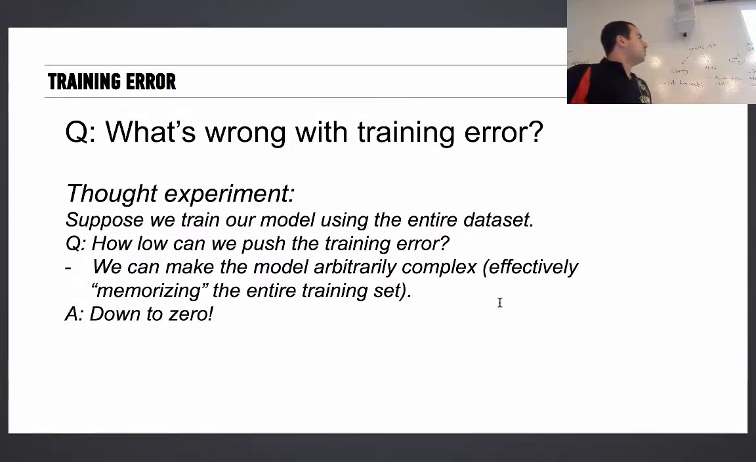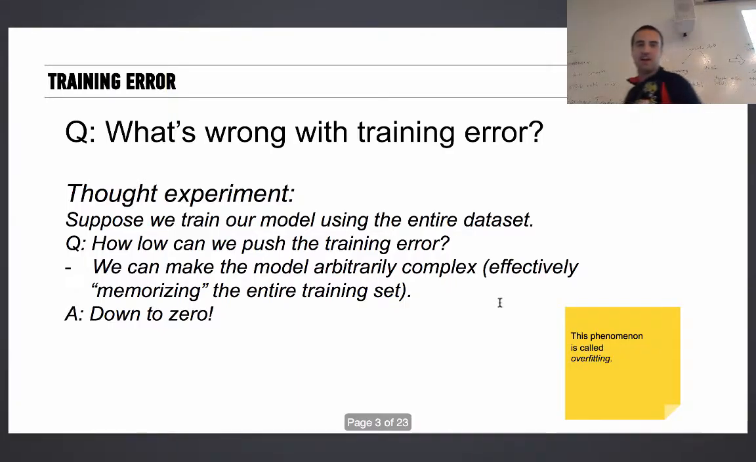So, what's wrong with training error? Here's a little thought experiment. Suppose we train our model using the entire data set. How low can we push the training error? By training error, I mean bias. How low can we push the error? The answer is to 0.